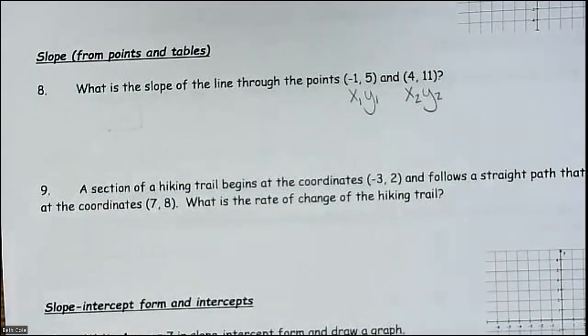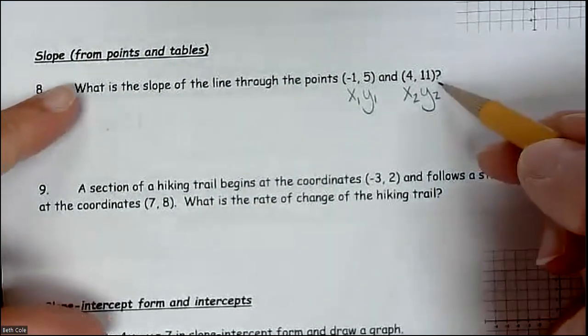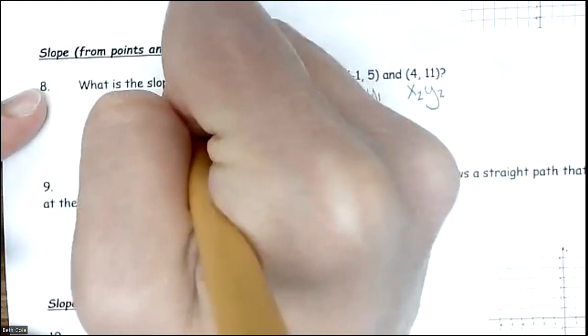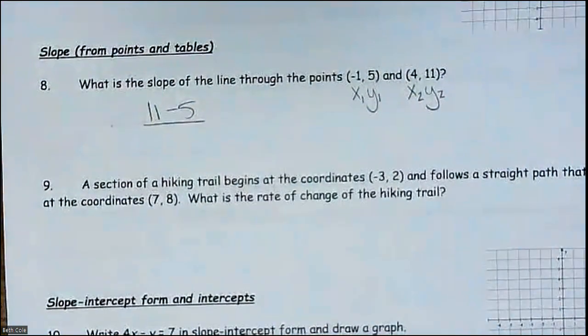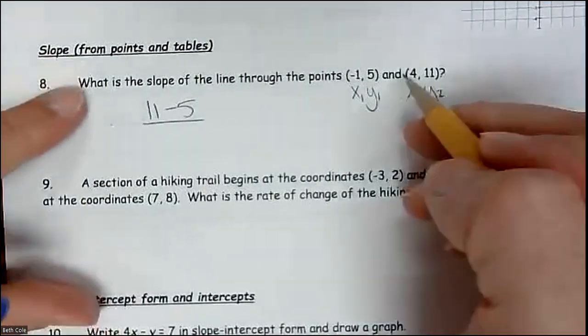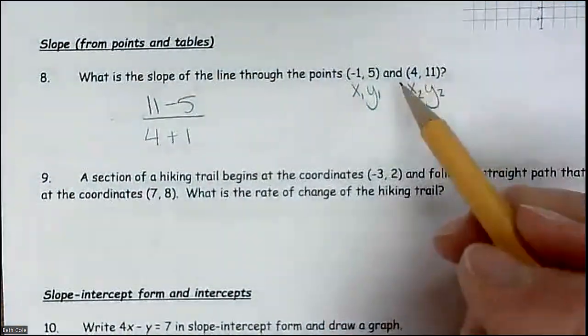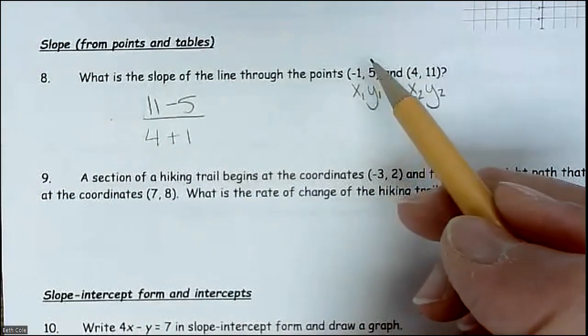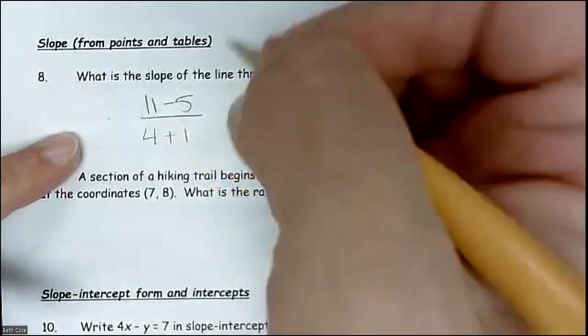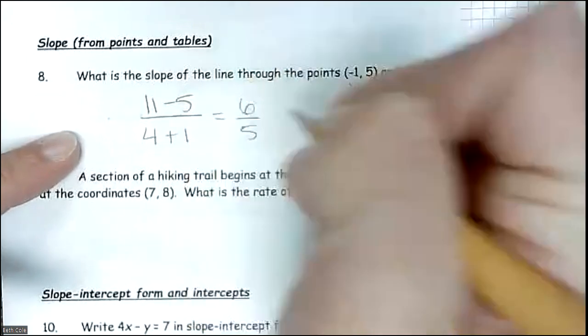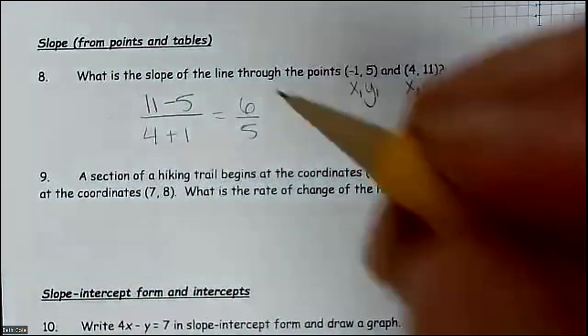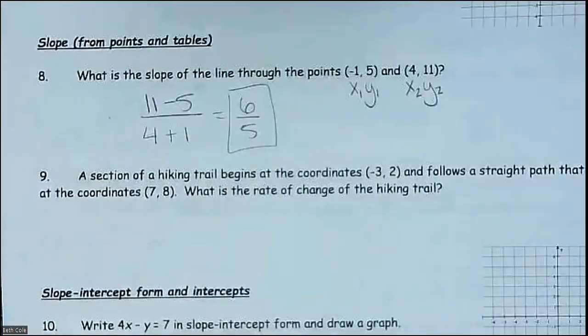Which two numbers are we going to subtract first? 11. Good. 11 minus 5. Go ahead. Good. Why is it plus, everybody? Yep. Minus and negative. They're going to cancel. So that's going to give you 6/5. Does that reduce? No. But again, you could always use the calculator.